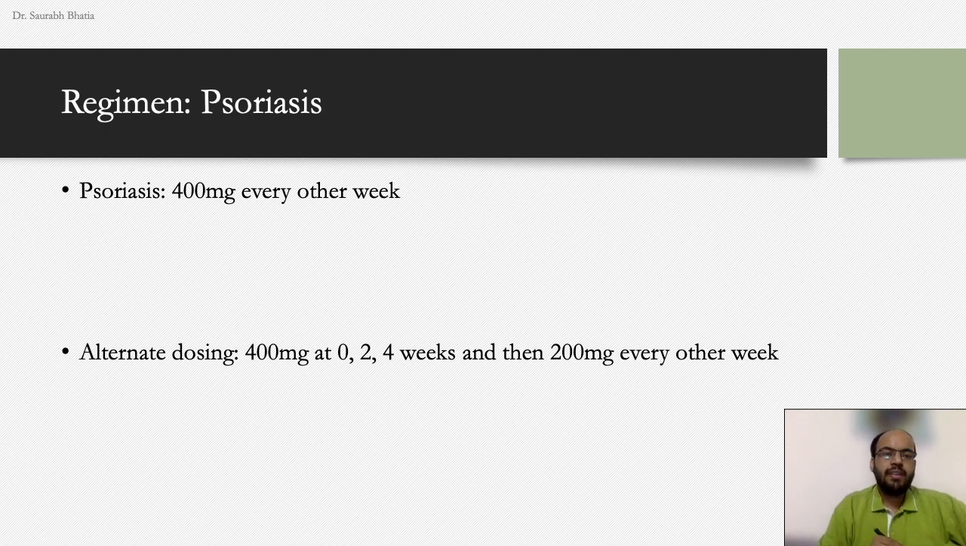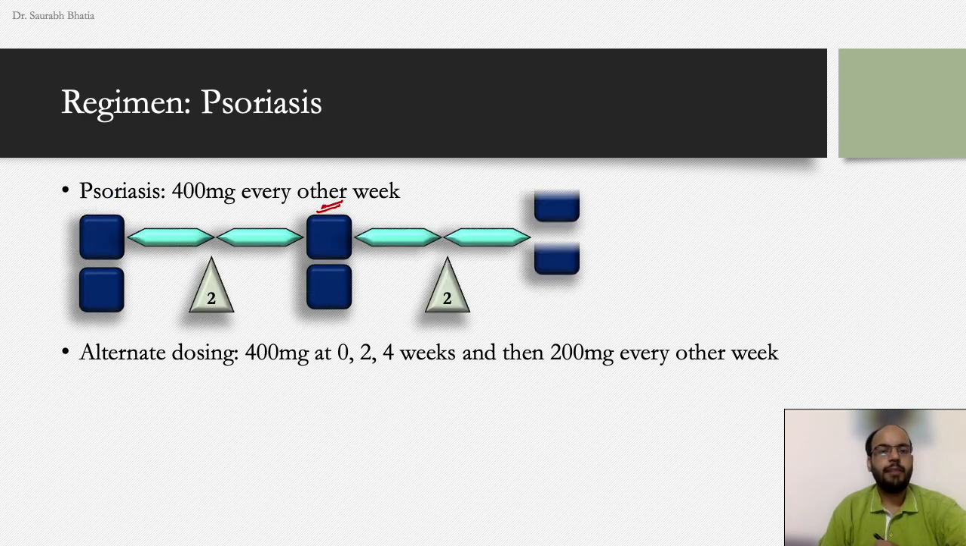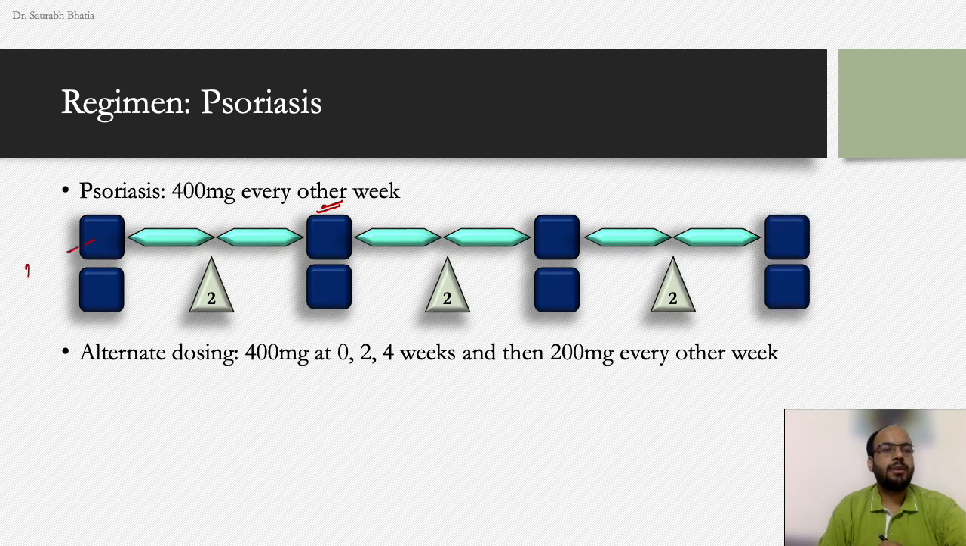One regimen is to give 400 milligram every alternate week. Every blue box is 200. The reason I have used 200 is because it is supplied in that dose. One injection is 200 milligram of certolizumab. So you give two injections together, wait for 2 weeks, give two injections, wait for 2 weeks, give two injections, wait for 2 weeks, give two injections. Clear?